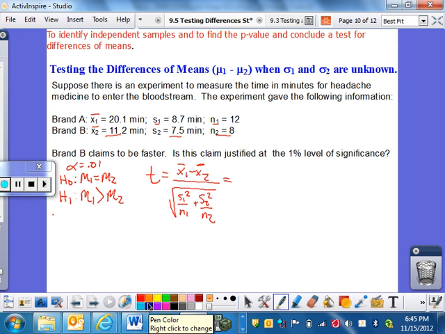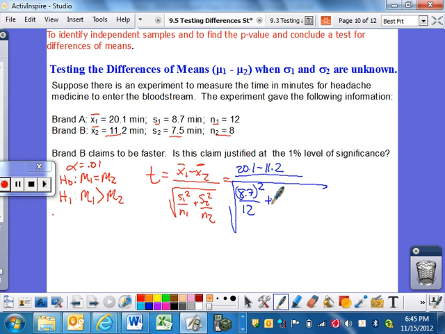So x bar 1 minus x bar 2. Our test statistic is 20.1 minus 11.2 over the square root of s1 is 8.7 squared over n1 is 12, plus 7.5 squared over 8. So if you could dump all of that in and calculate that out, I'm going to tell you right now what it is. I did it before. I actually started this. I don't want to waste any more time than I already have. Your t-score is 2.437. Alright? So I would practice making sure that you know how to do that.